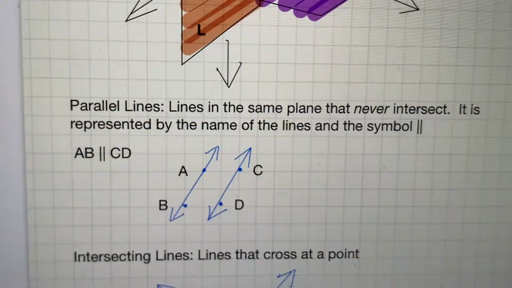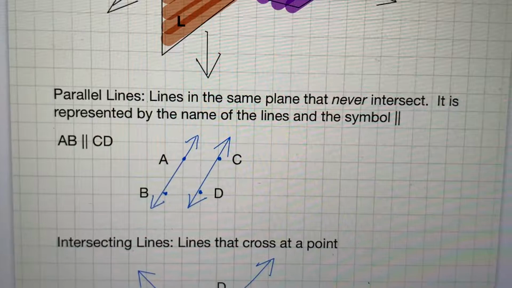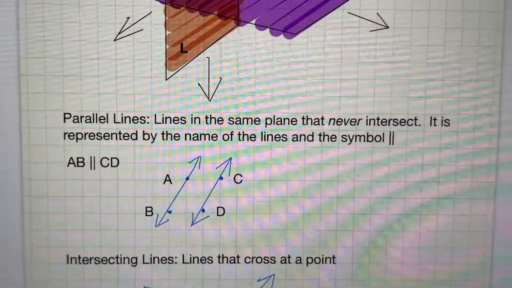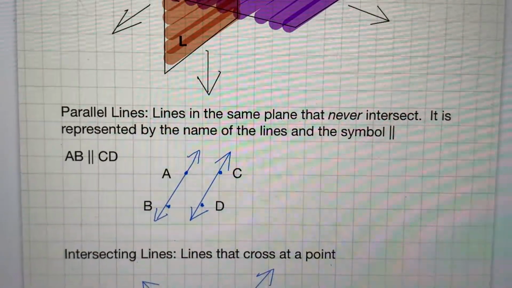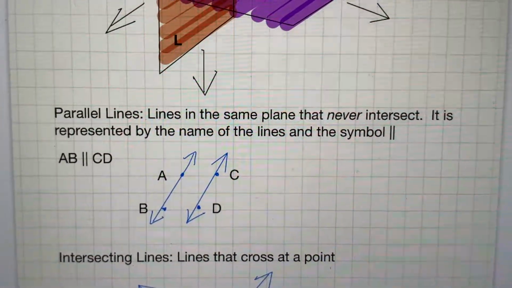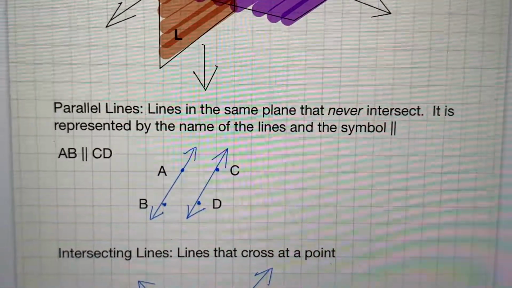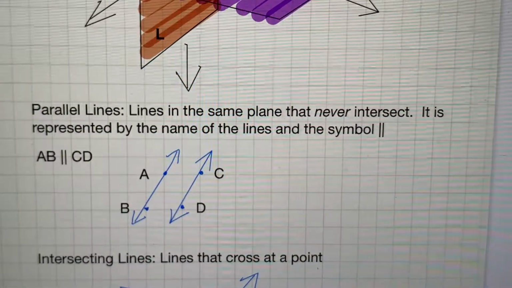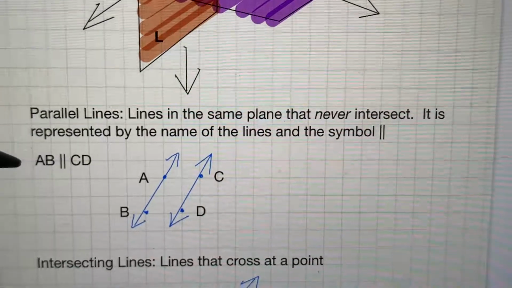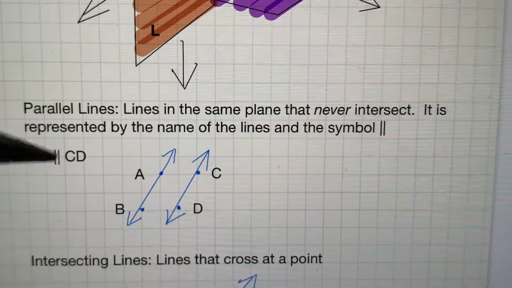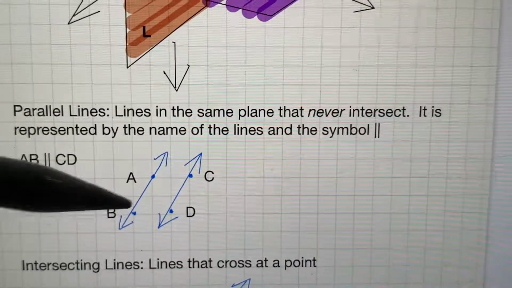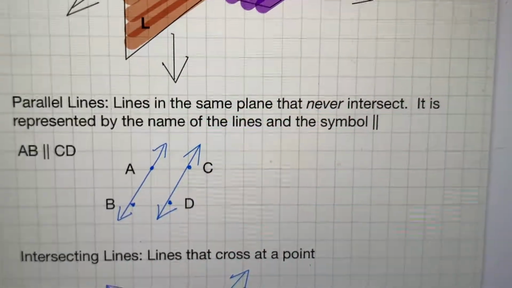Then we have the definition of parallel lines. Parallel lines are lines in the same plane that never intersect. When you represent it in mathematics, it's represented by these two lines right here. So for example, line AB is parallel to line CD. As you can see, the lines are going in the same direction, but they will never ever intersect.